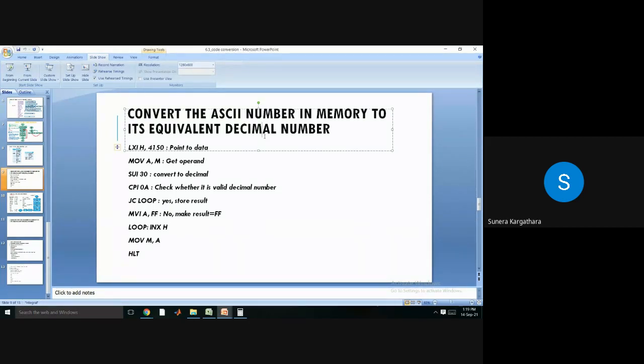So what is the difference between decimal and ASCII? If there are only numbers, no alphabets, then what is the difference? If I say the ASCII 30 equivalent decimal is 0, 35 equivalent decimal is 5, so what is the difference? Are you getting me, students? Oh, difference of 30. Always there is a difference of 30.